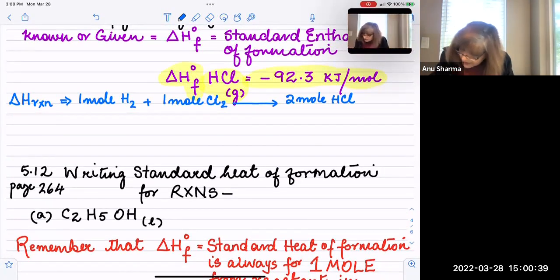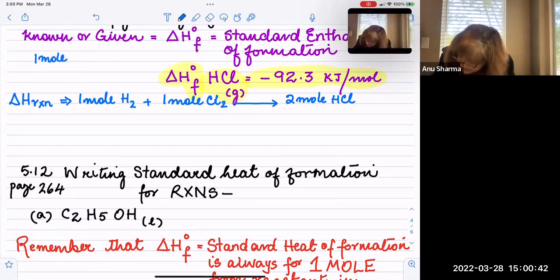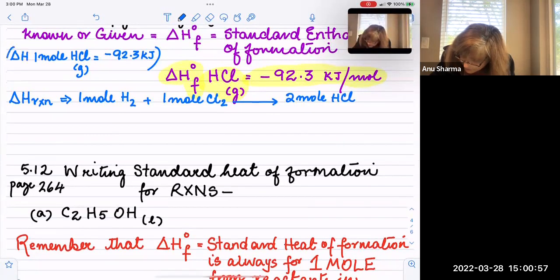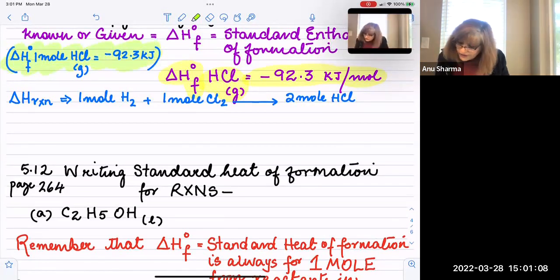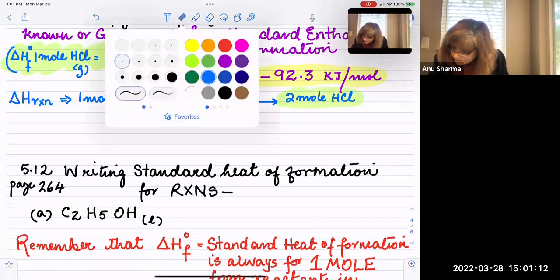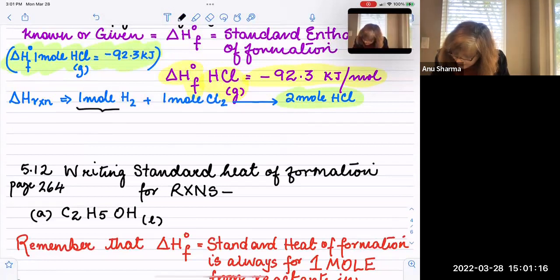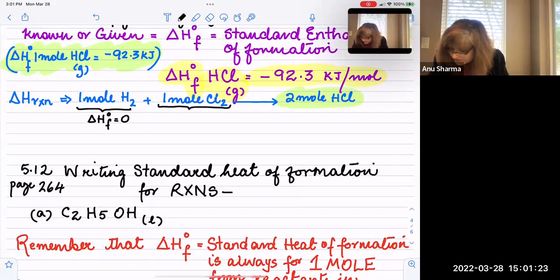So for 1 mole of HCl, the heat of formation in gaseous form is equal to negative 92.3 kilojoules. That's the delta H value for the standard for 1 mole of HCl gas. This is known or given to you. Now for 2 moles, you just have to look at this. For hydrogen, the standard heat of formation is equal to 0. For chlorine, diatomic molecules, the standard heat of formation is equal to 0. And then for 2 moles, how much is it in this reaction?